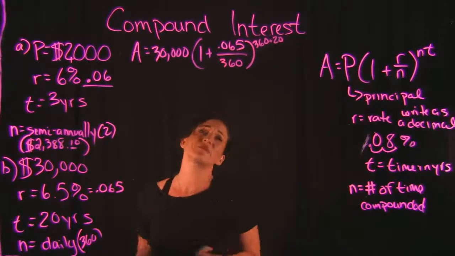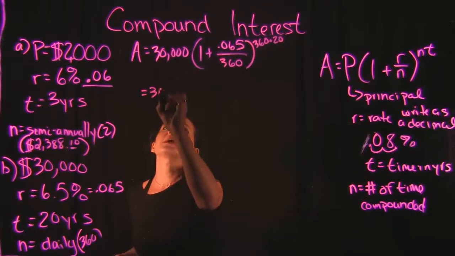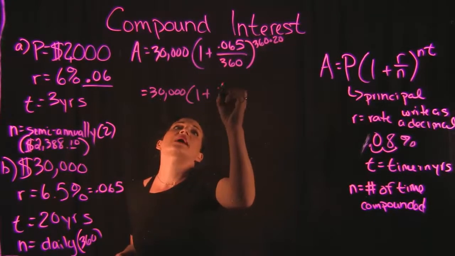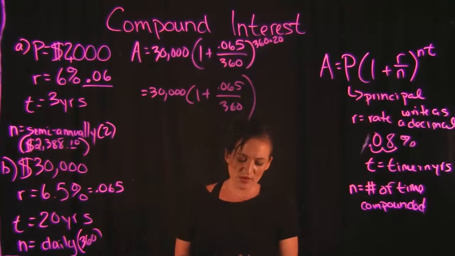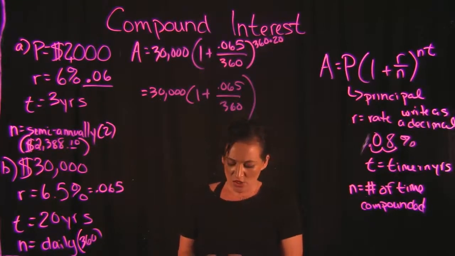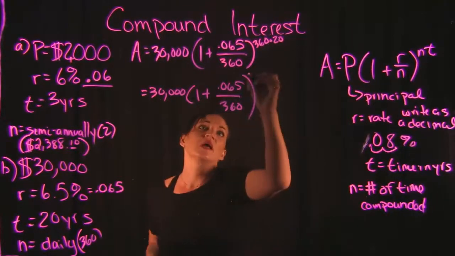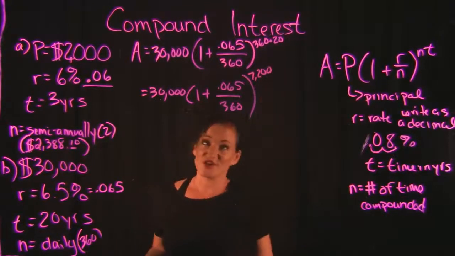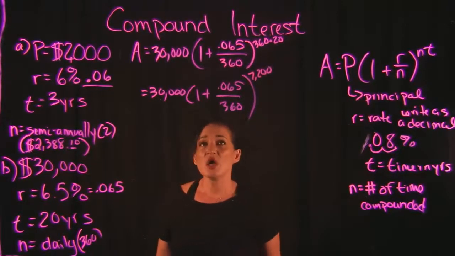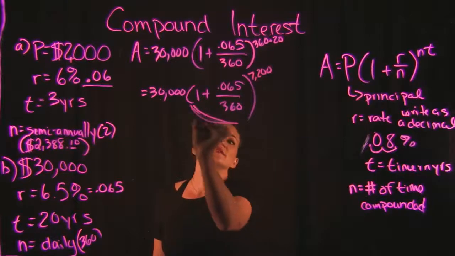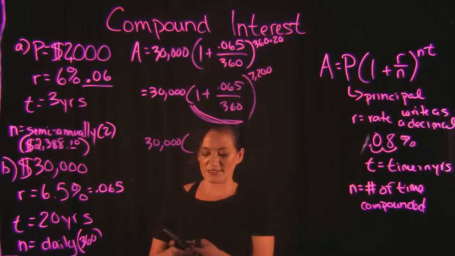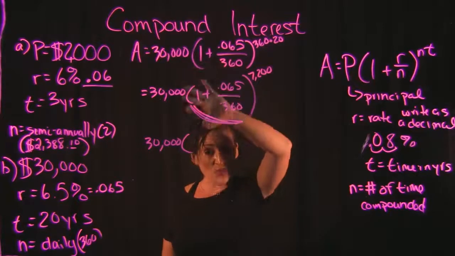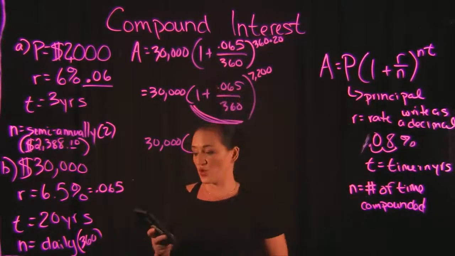All right? So we need to simplify this. Always start by simplifying the exponent. So I'm going to rewrite everything else while I simplify that exponent. And that exponent is 360 times 20. So when we do 360 times 20, I'm getting 7,200. You're definitely going to need a calculator for this one. So simplifying the inside, this entire inside here, we're going to do the 0.065 divided by the 360, and then we want to add the 1 to it. Do the division first, then add the 1.